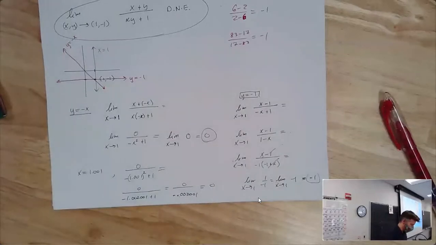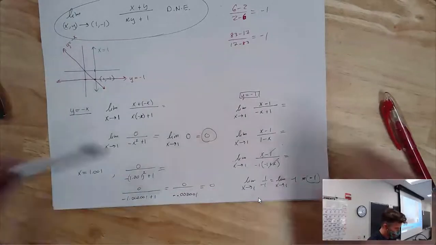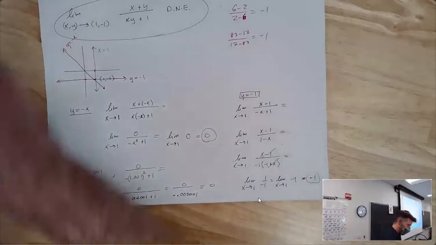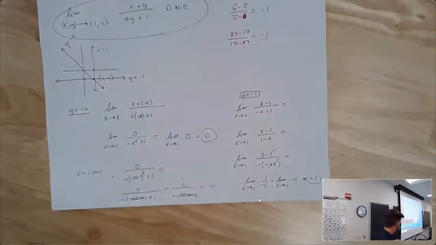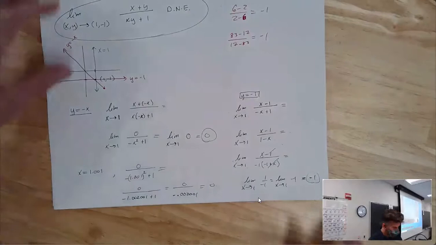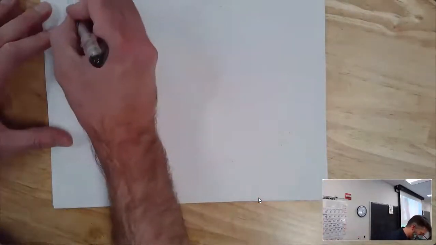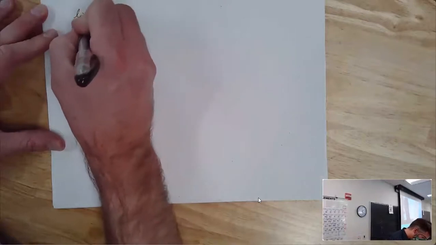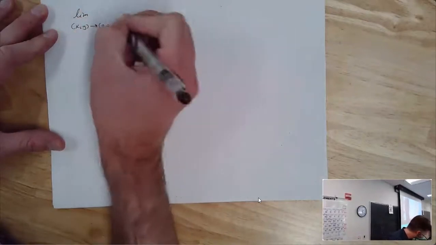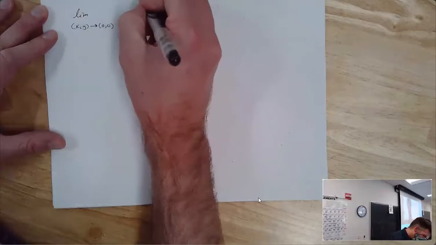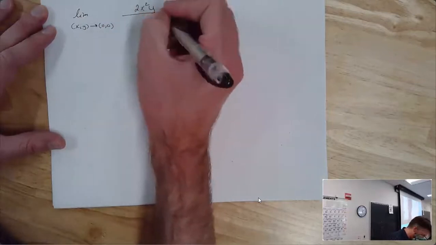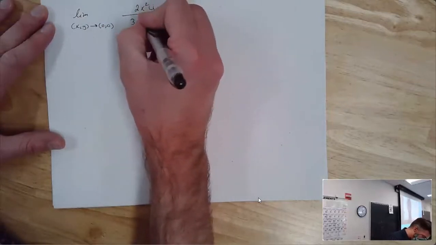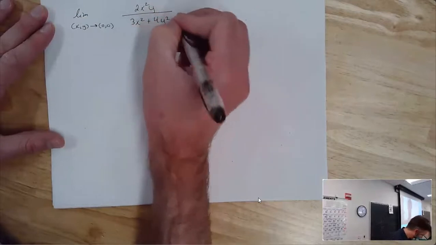Right. Let's look at another one. This next one's going to be exciting. You found these ones boring so far? Prepare to be thrilled. Not really. I mean, you might be interested. Thrilled is a stretch. Limit as (x,y) approaches (0,0) of 2x squared y over 3x squared plus 4y squared.